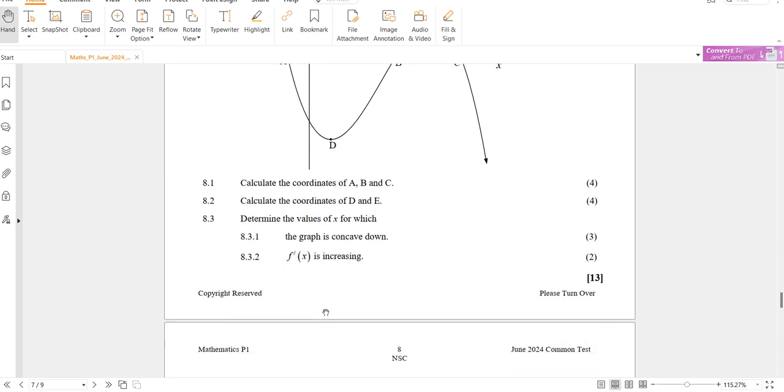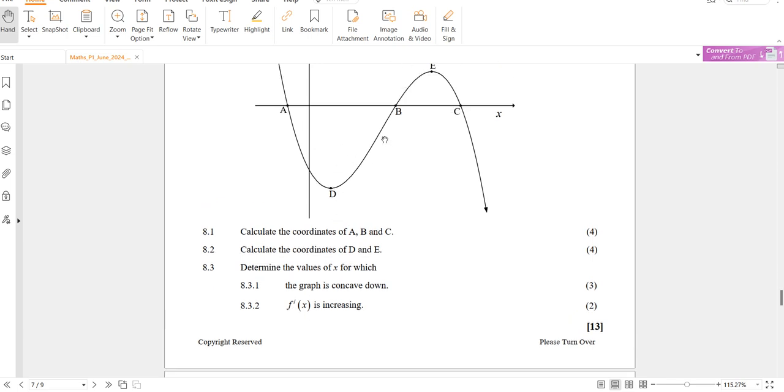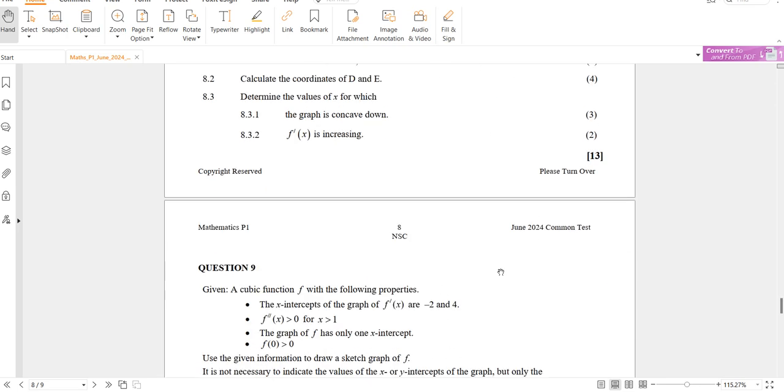Let me know in the comments if you understand that, right? F prime x increasing, it means where the rate is increasing. Rate is increasing when it is concave up. Concave up is here. Anyways, let's move on to the next question.